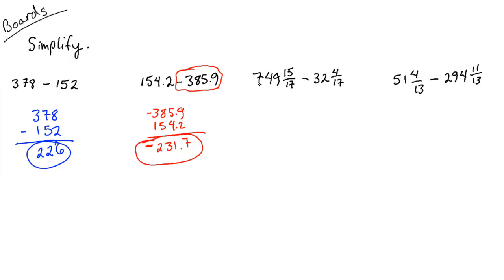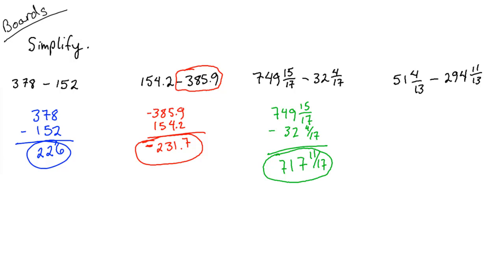All right, it looks like 749 is bigger than 32, so 749 and 15/17 minus 32 and 4/17. Excellent. Now we subtract by columns. 15 minus 4, that's 11/17. 9 minus 2 is 7. 4 minus 3 is 1, and 7 minus 0 is 7. The stronger one is positive, so the end answer of the subtraction will be positive.